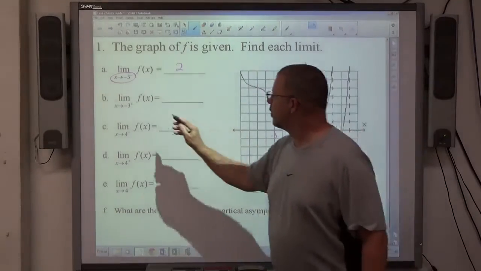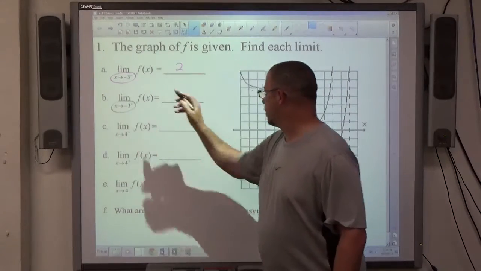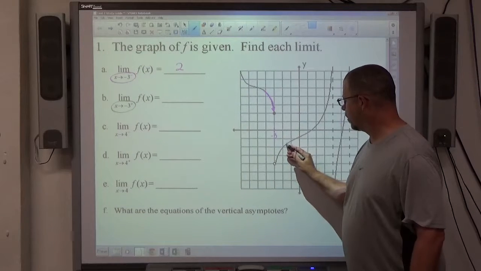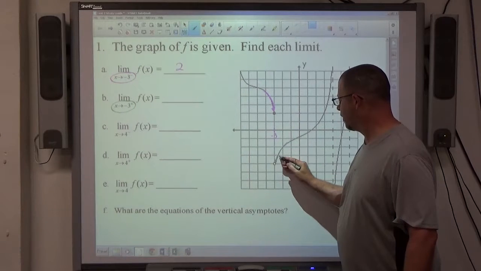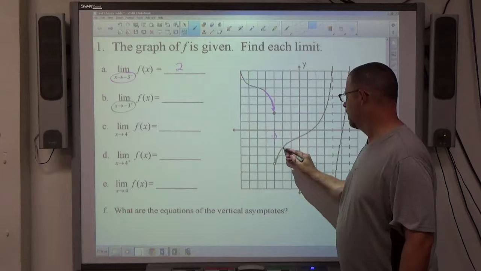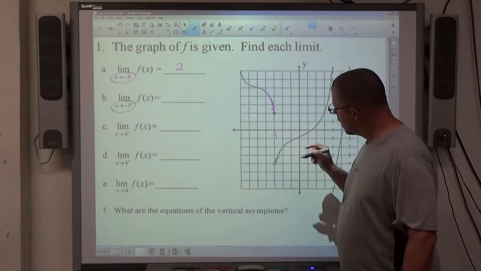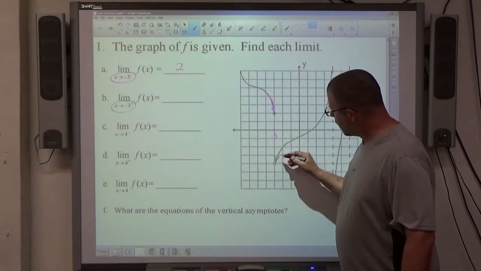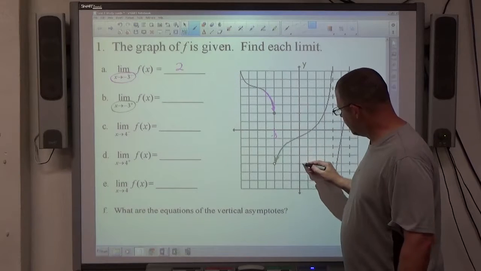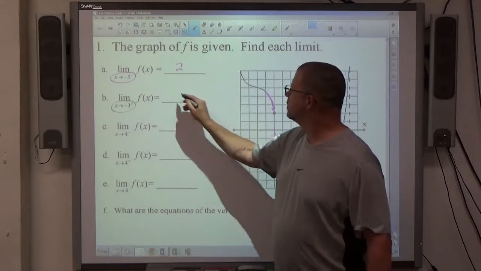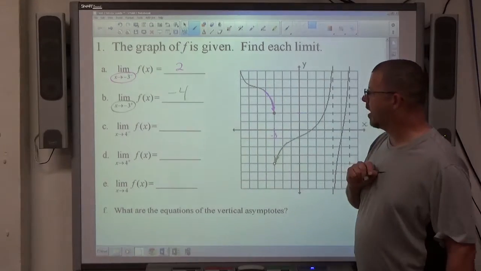If we consider also -3 from the right-hand side, still doing a limit, so we're still on the graph. We're going towards the x value of -3 from the right-hand side. And we can see here that this is approaching 1, 2, 3, 4 negative, so that's the answer to that.